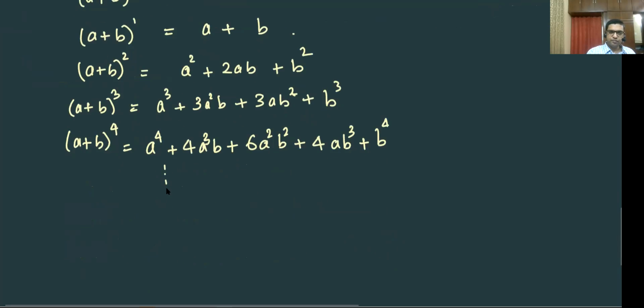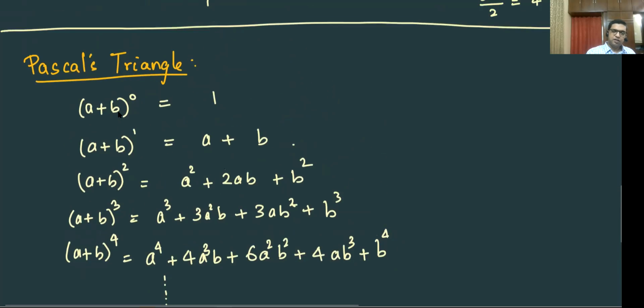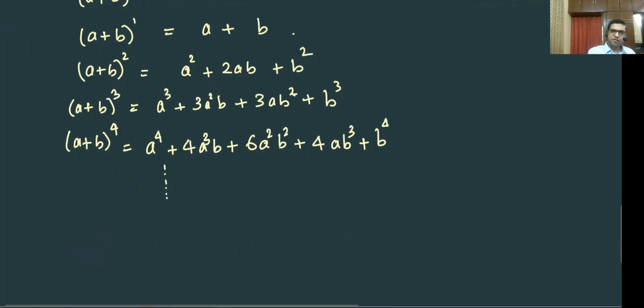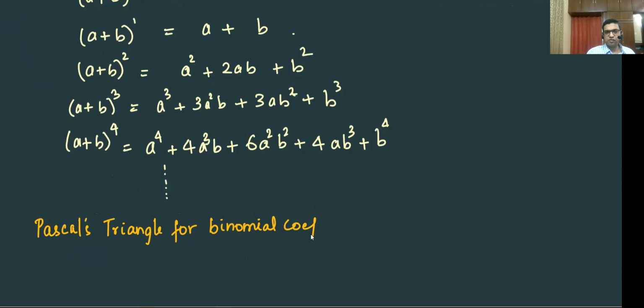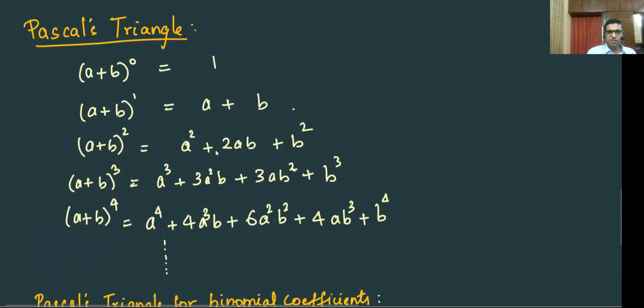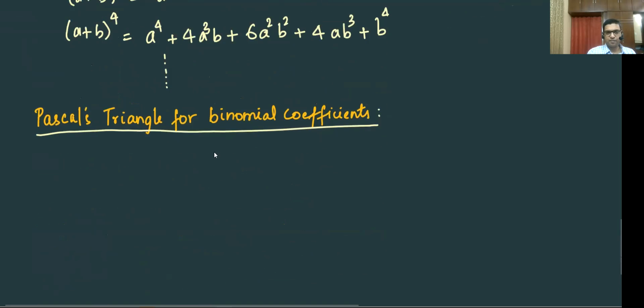Now, Pascal's triangle for binomial coefficients. So you just observe, the first one is 1. This is power 0, n equal to 0.